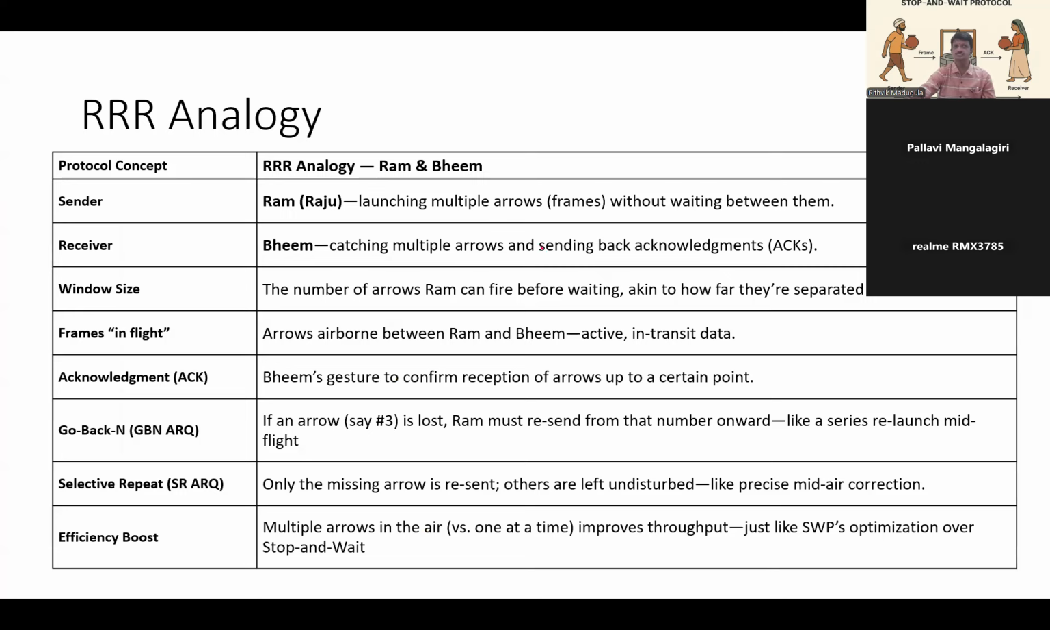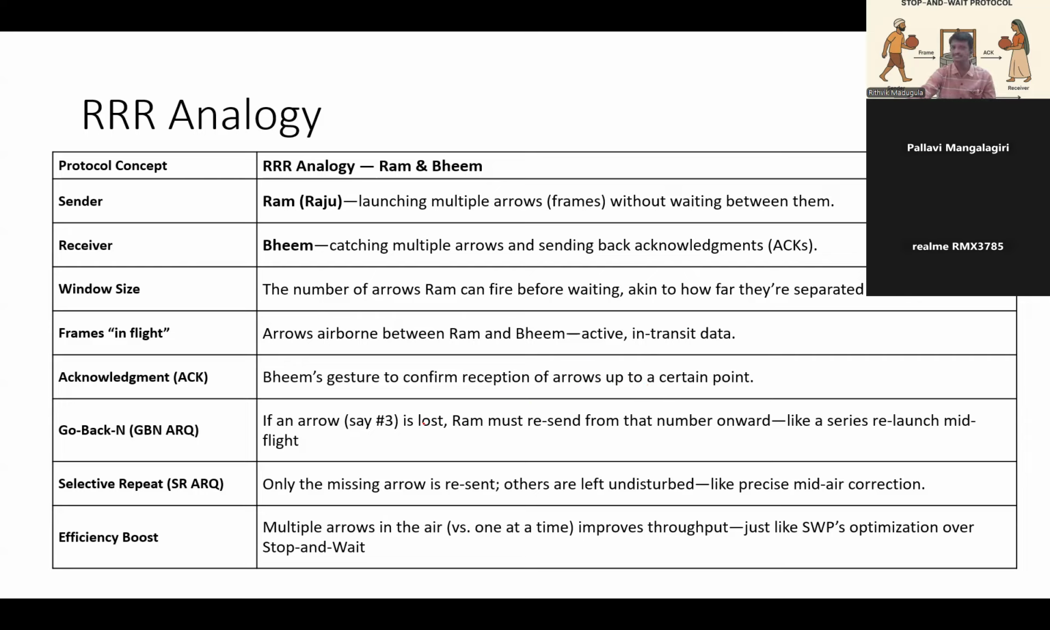So let us just see this analogy. The complete analogy was there in this particular synergy. The sender is Ram, going to send a huge amount of packets, the arrows, to Beam. Beam catches all the arrows and acknowledges Ram that these arrows have been received. The window size has to be fixed, and arrows are being transmitted in the form of flights. The acknowledgement is in the form of a gesture. As I said, we can have some sort of signals like whistles or other communication with the help of words also. That can also happen in the form of acknowledgement.